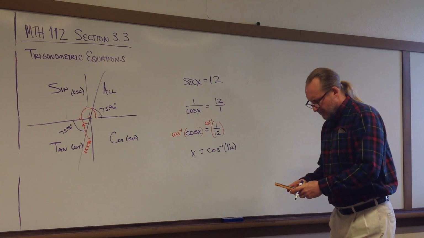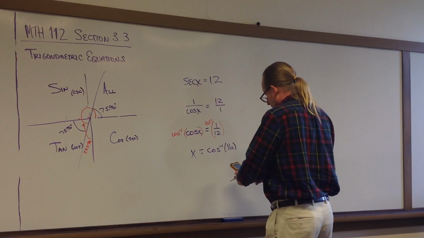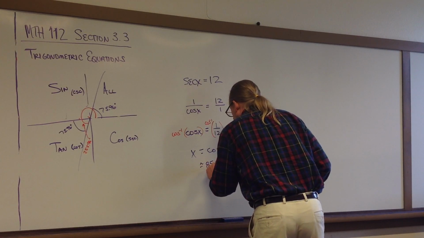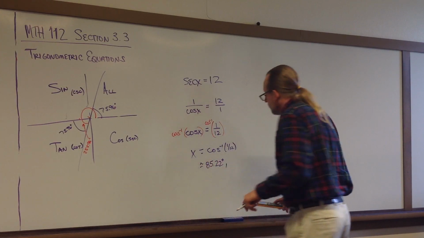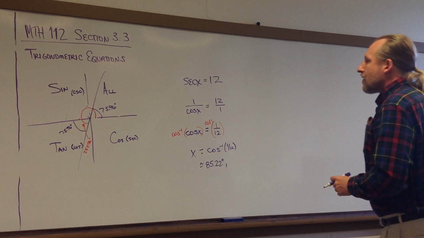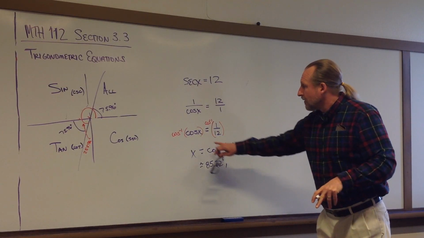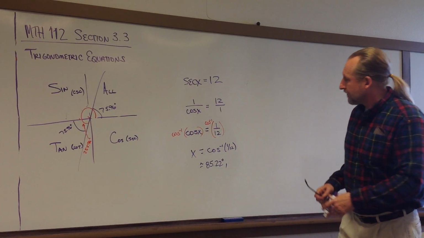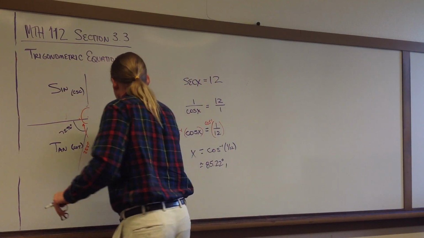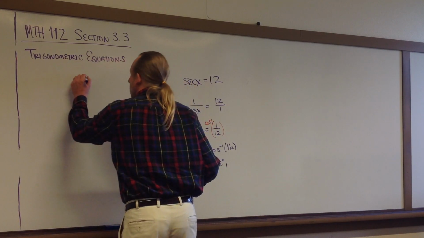Inverse cosine 1 over 12, 85.22 degrees. Let's see here. So, now, where else between 0 and 360 would we get a cosine of 1/12? Well, let's erase all of that. It's getting a little messy.